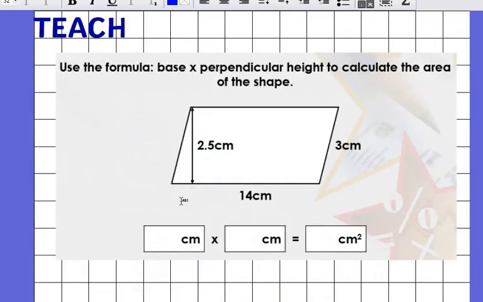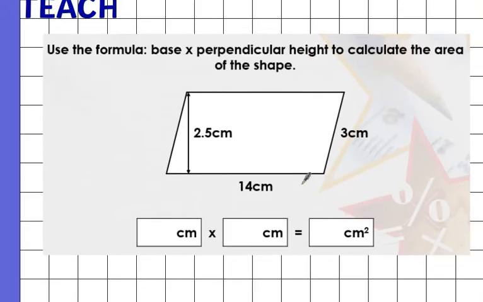Let's have a look at the next question then. Using the formula, base times perpendicular height, to calculate the area of this shape. Perpendicular height is the height where it is at a right angle. There's a right angle here, and you can see from that point, the highest point, to the top. So this measurement here, the 3 centimeters, is not a perpendicular height and isn't relevant to helping us work out this answer.